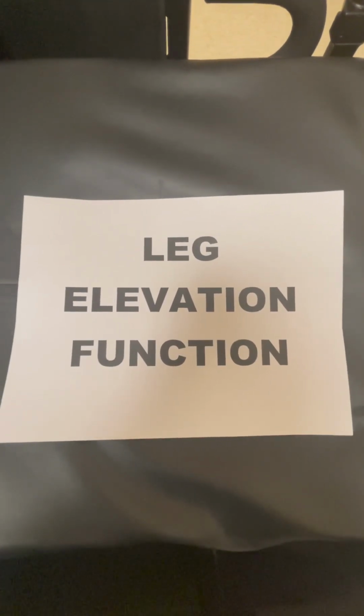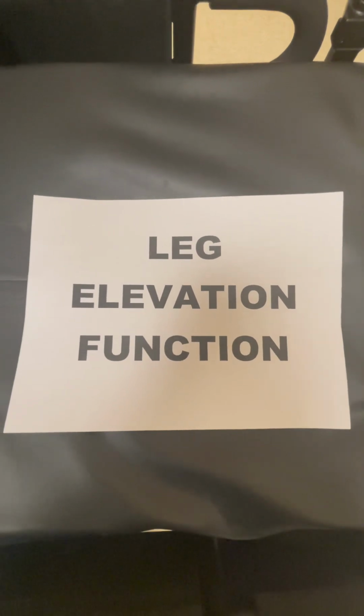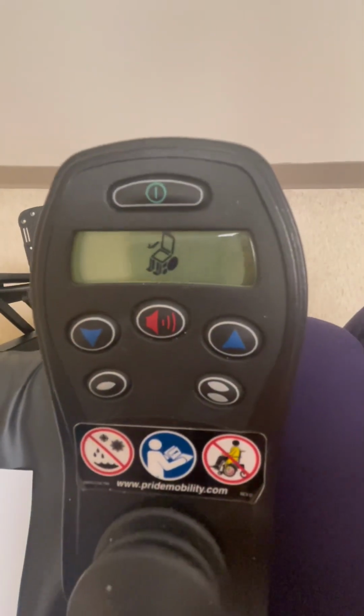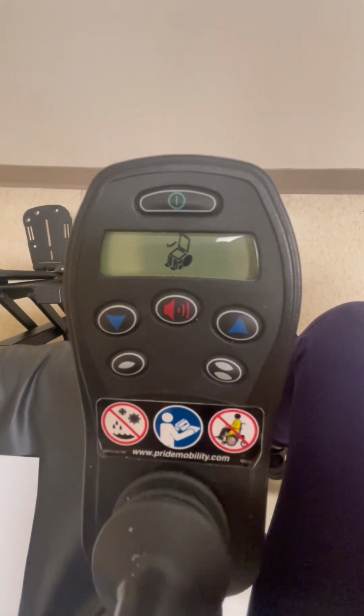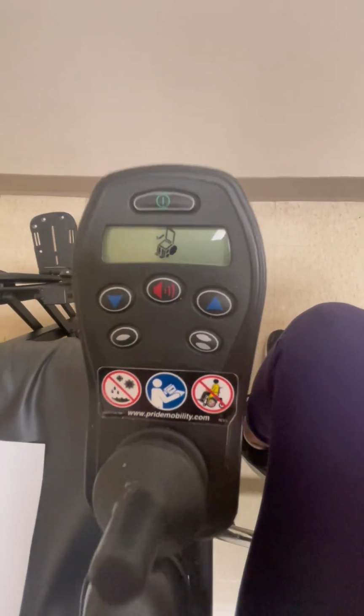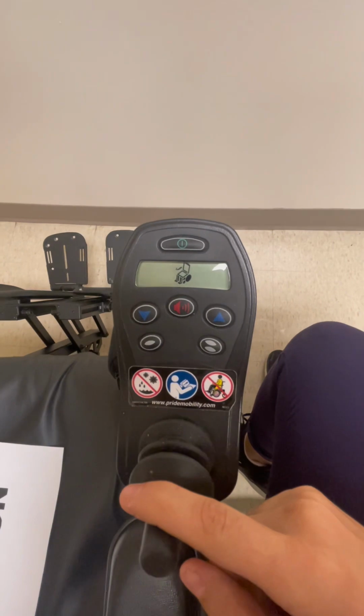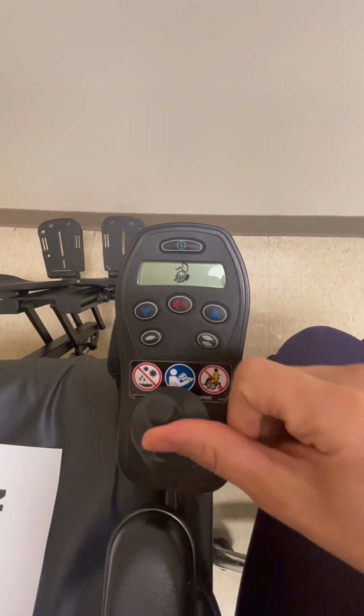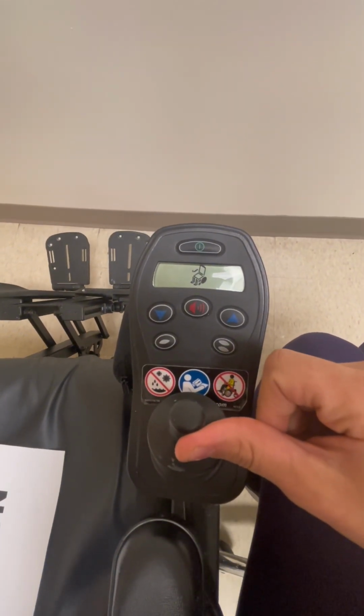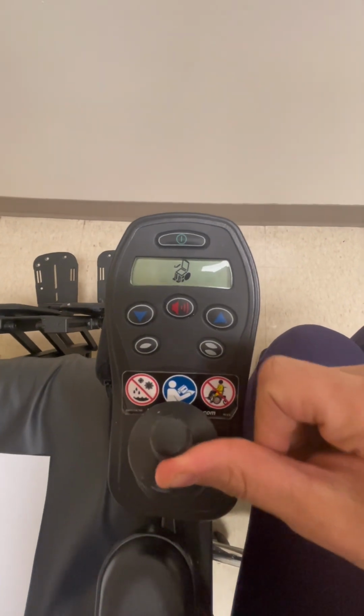To utilize the leg elevation function on this power wheelchair, ensure you're in the proper setting by going to the screen, and we are as demonstrated by the highlighted leg rest in this picture. Next, pull back on the joystick to extend the legs, push forward on the joystick to bring the legs back under the chair to the original position.